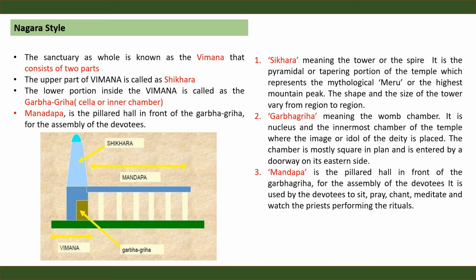Here in the Nagara style of architecture, the sanctuary as a whole is known as Vimana, which consists of two parts. That is, the upper part of the Vimana is called the Shikara, and the lower part inside the Vimana is called the Garbhagriha, the cell or the inner chamber. Then comes the Mandapa, which is the pillared hall in front of the Garbhagriha for the assembly of the devotees. Shikara, Garbhagriha and Mandapa are the same as we discussed in the general elements of Hindu temple architecture.